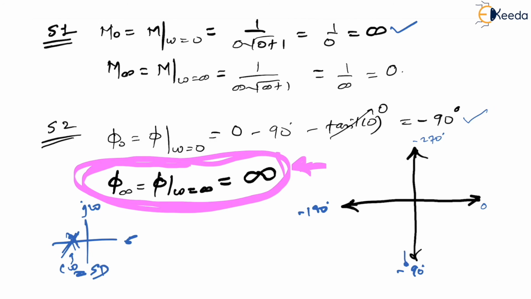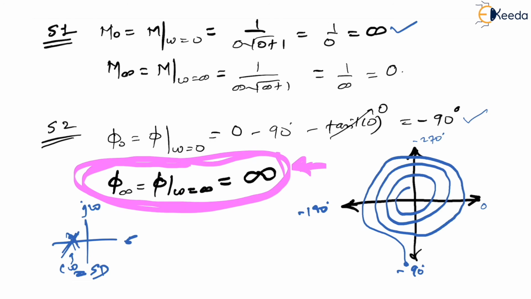So this one starts here this way, and it goes and makes loops infinitely. The angle is increasing to infinity, and this becomes here, goes here, and it ends at infinity. I hope you are understanding my point. So this is the direction. This is the polar plot.